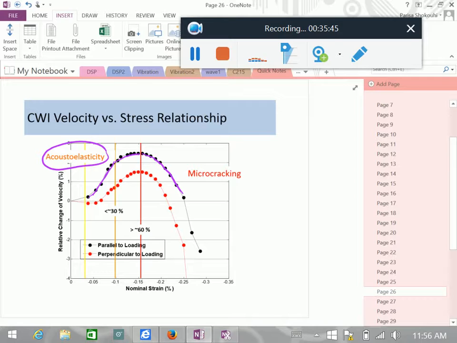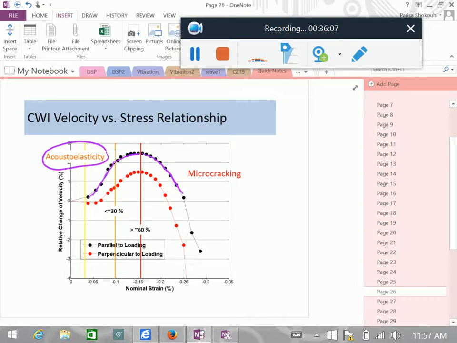Okay, so the whole concept of acousto-elasticity, of your velocity increasing as your stress increases, is only true up to 60% of your failure. And then after that, the mechanism isn't purely acousto-elasticity. It's micro cracking and acousto-elasticity; they're both still occurring, but now we're starting to have micro cracking.